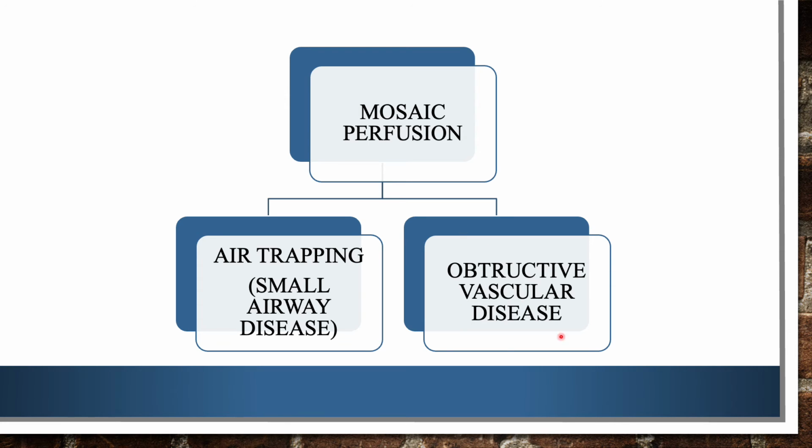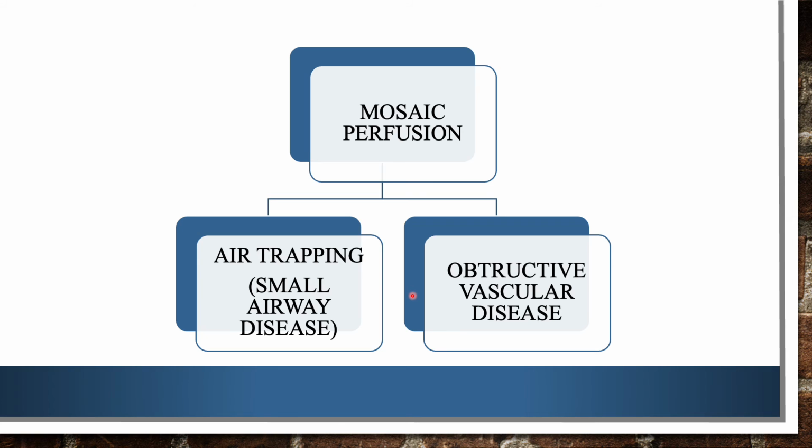In an obstructive vascular disease, the vessels will be less and obscured, but it will happen because of the vascular pathology and not the airway pathology. So more common causes of mosaic perfusion due to air trapping or small airways disease will be asthma and hypersensitivity pneumonitis, and in vascular diseases it will happen because of pulmonary embolism, chronic pulmonary embolism, and pulmonary hypertension.